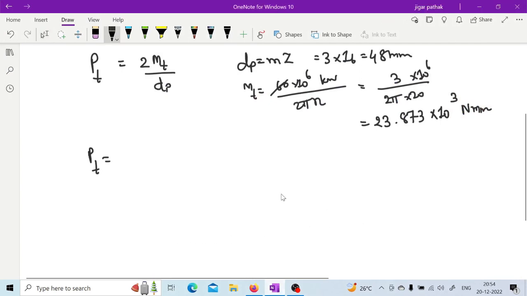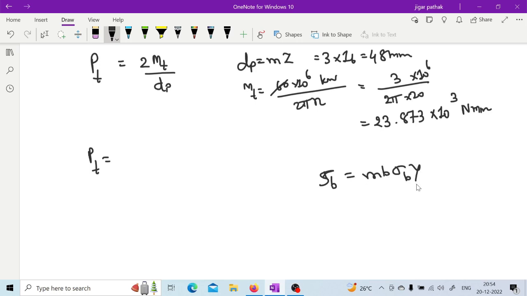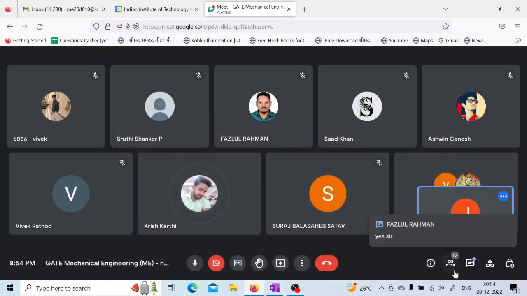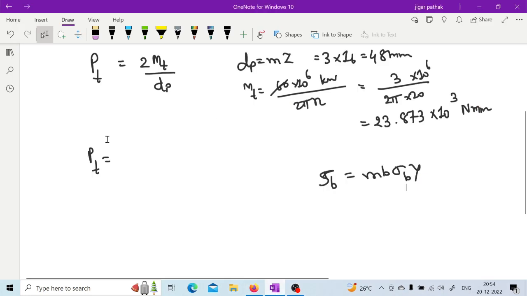Yes, that particular form factor and all we will consider while considering the beam strength, right? SB is equal to MB sigma b Y. For now, this PT you can calculate.